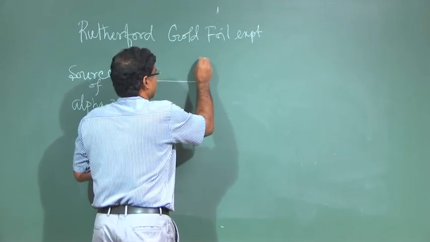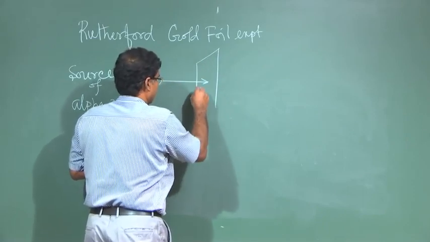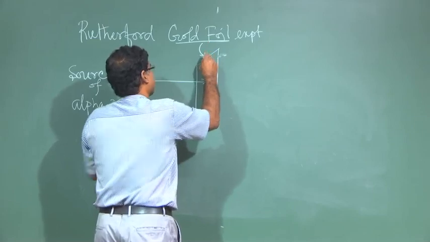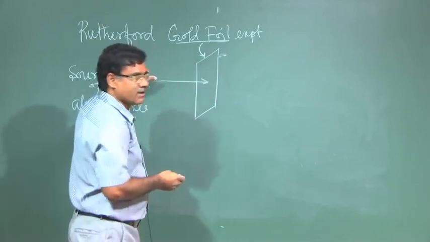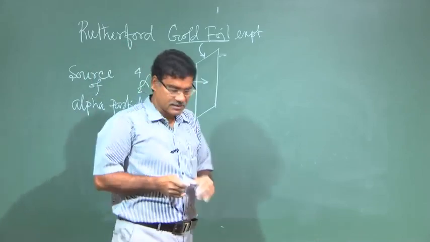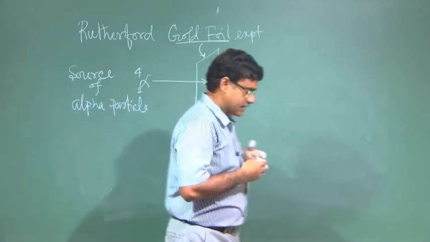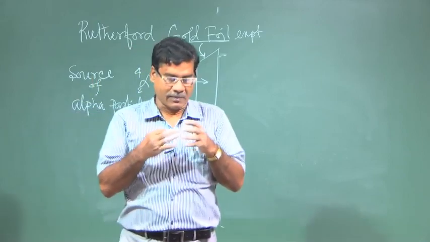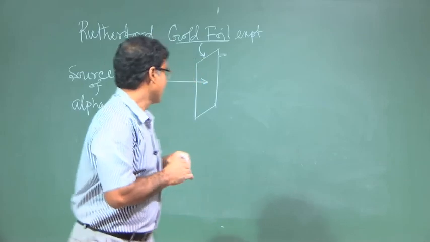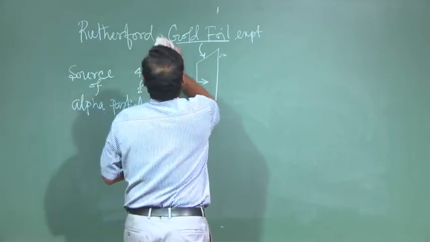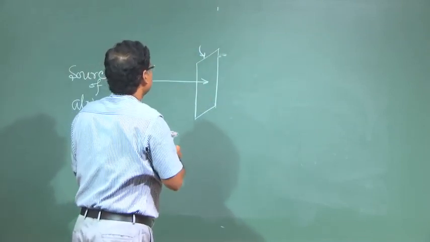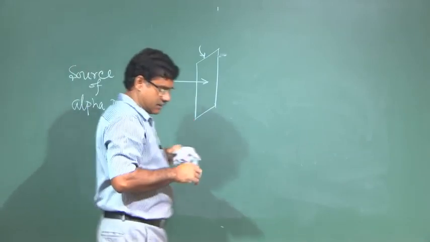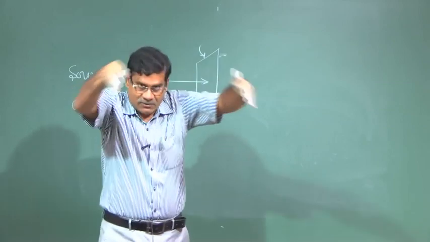Okay, this is the gold foil. He put the gold foil, and the alpha particle comes and hits this gold foil, and then he studies the scattering of this alpha particle. After bombardment on this foil, how are the alpha particles scattered? That is what he studied, okay. I think he put a fluorescent screen in a tape in a circular form, okay.